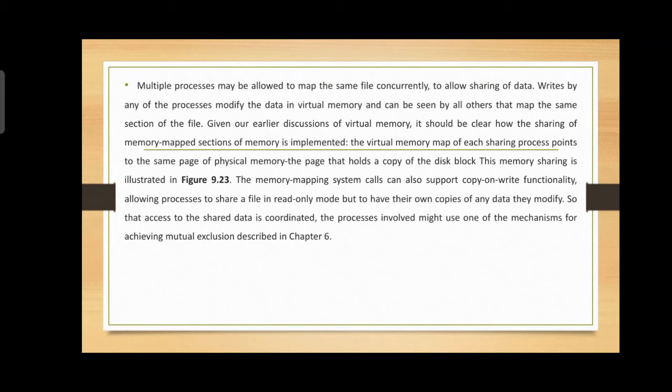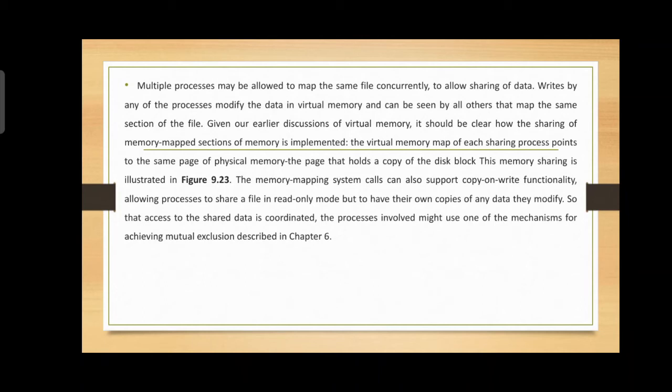Given our earlier discussions of virtual memory, it should be clear how the sharing of memory-mapped sections of memory is implemented. The virtual memory map of each sharing process points to the same page of physical memory, the page that holds a copy of the disk block.